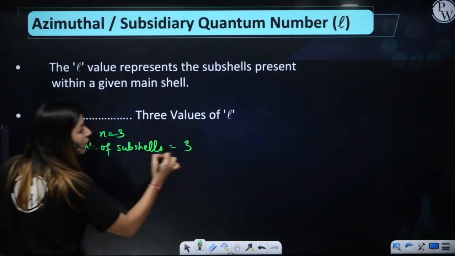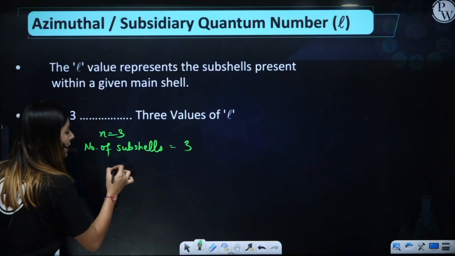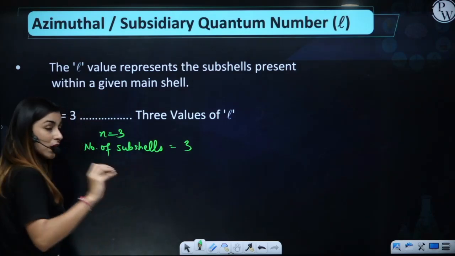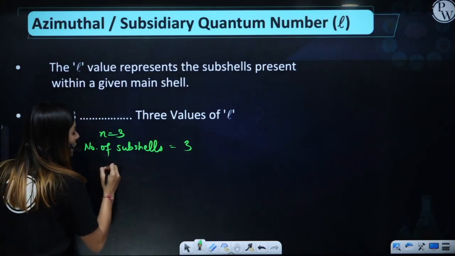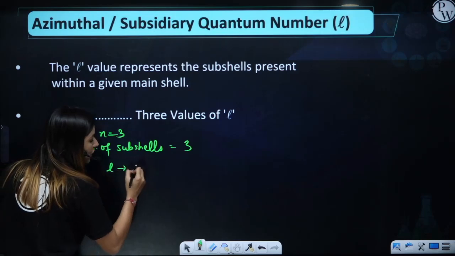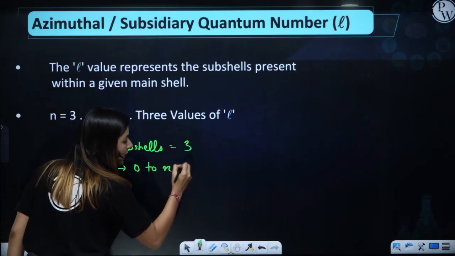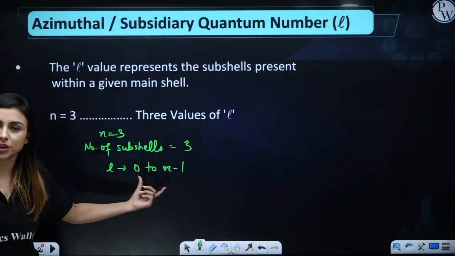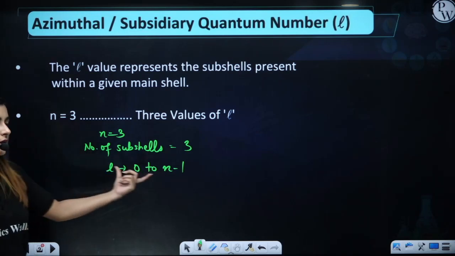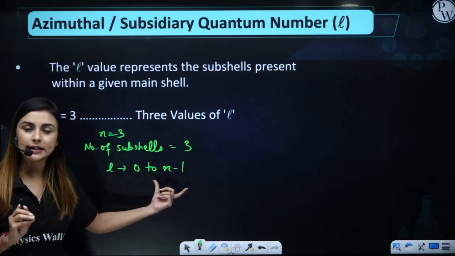Now, if you have 3 subshells, my dear students, you have to understand this first: for L, the values are from 0 to n minus 1. This is something you need to know. This formula is for your understanding.